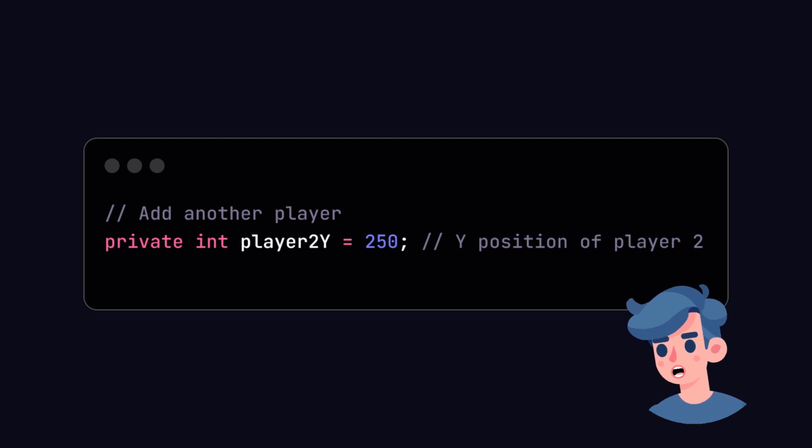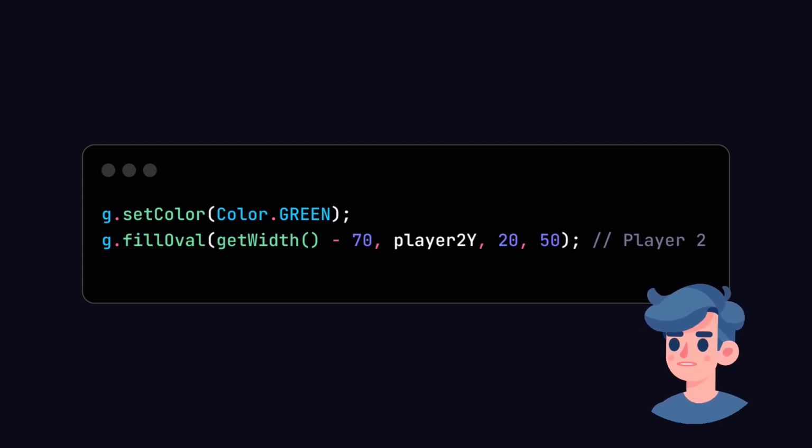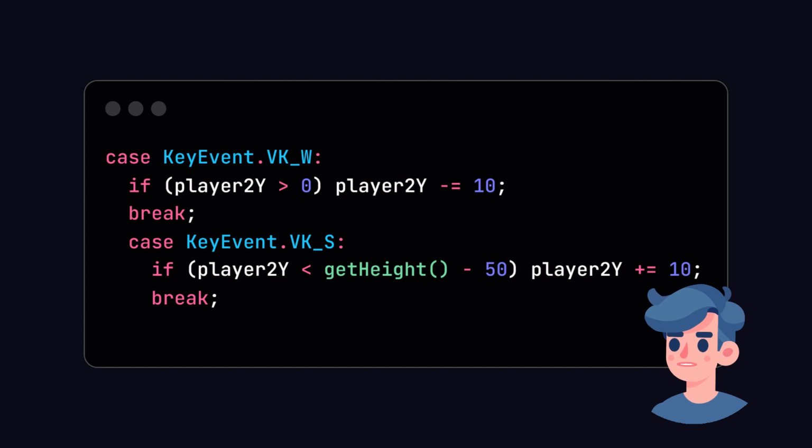Next, to make things exciting, let's add a second player. We will draw the second player on the opposite side of the game panel. Update the drawGame method to include the second player. Implement controls for the second player, using the W and S keys to move up and down. You can extend the keyPressed method as shown here.